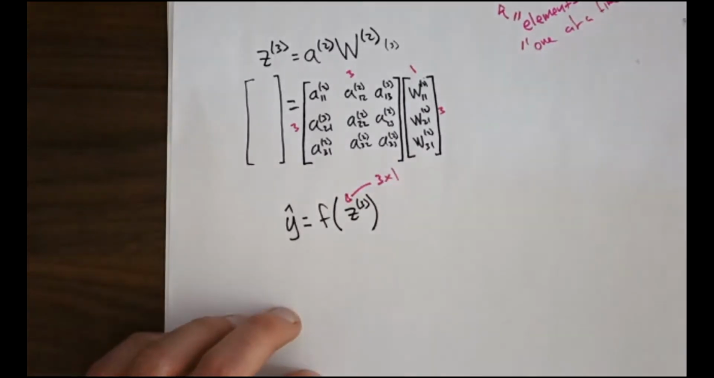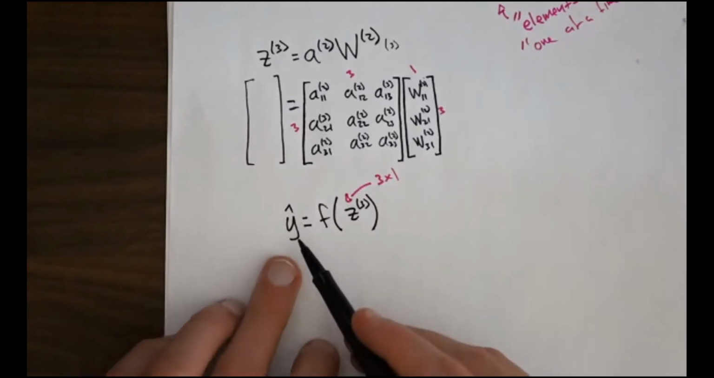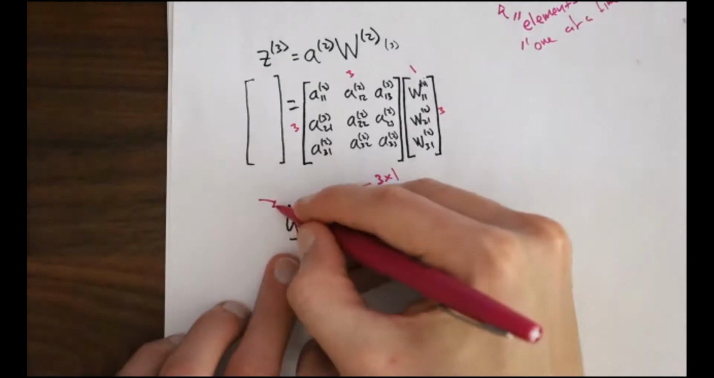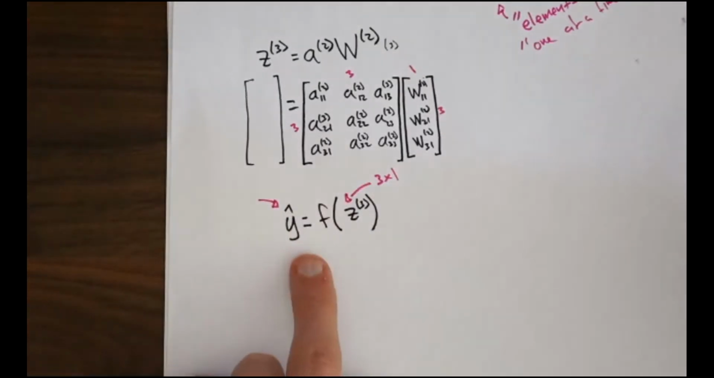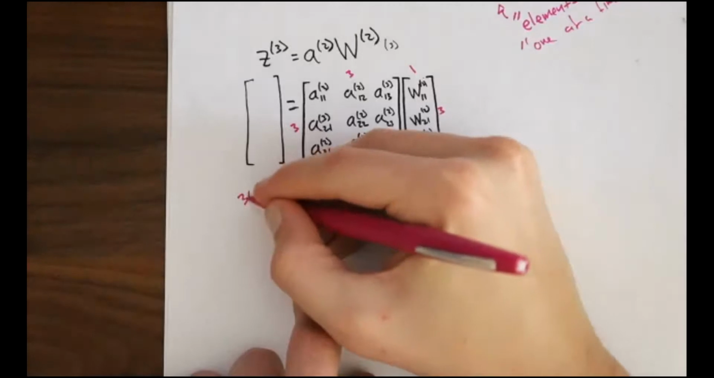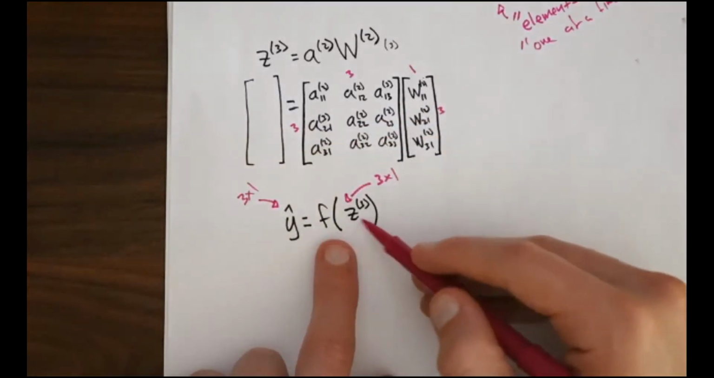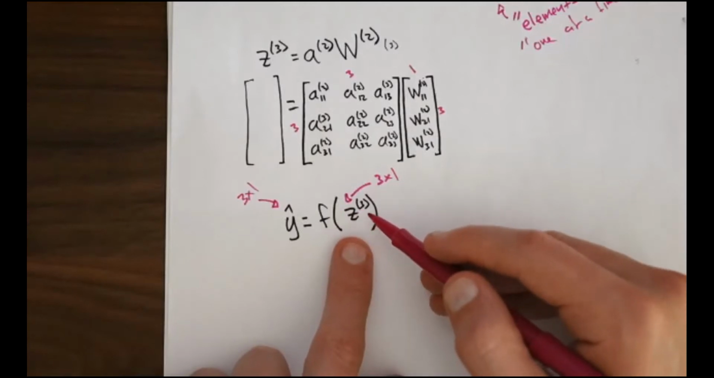Okay. So what is the dimension of y hat then? If z3 is a 3 by 1, what must y hat be? Yeah, again, it's a 3 by 1. Perfect. Okay, good. And that's because f is element-wise. It only applies to every element in this matrix separately, so it will never change its dimension.